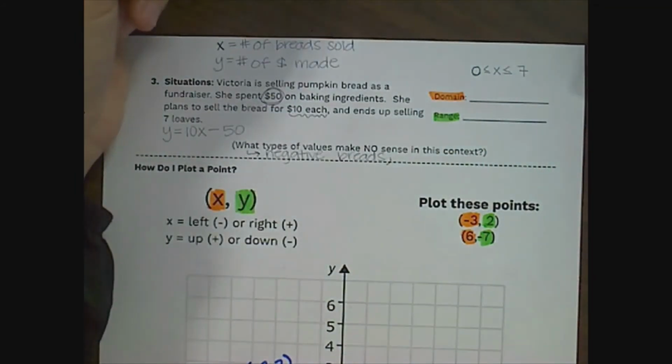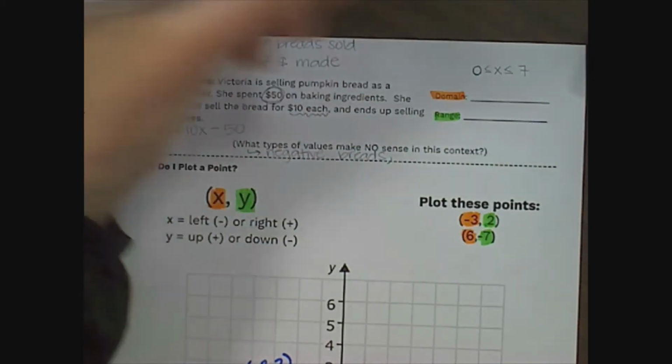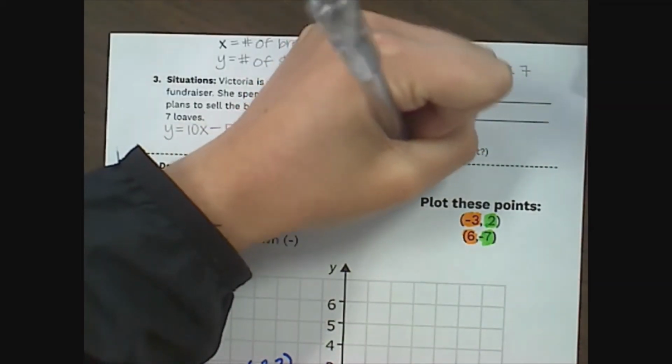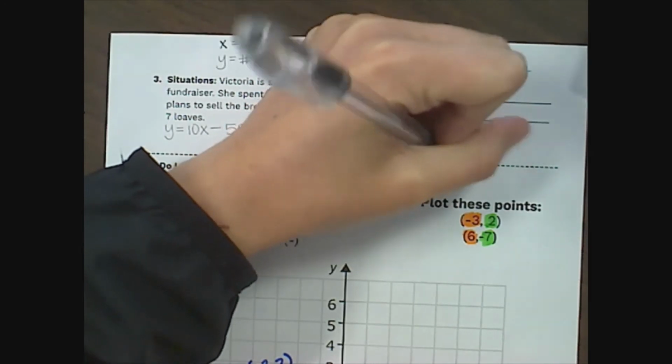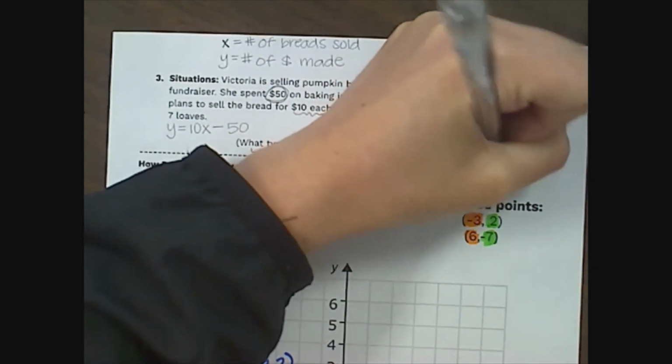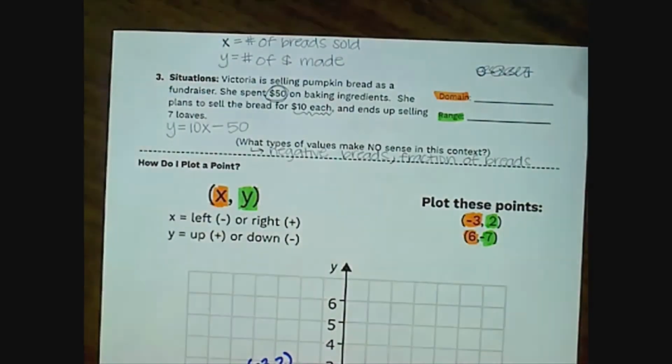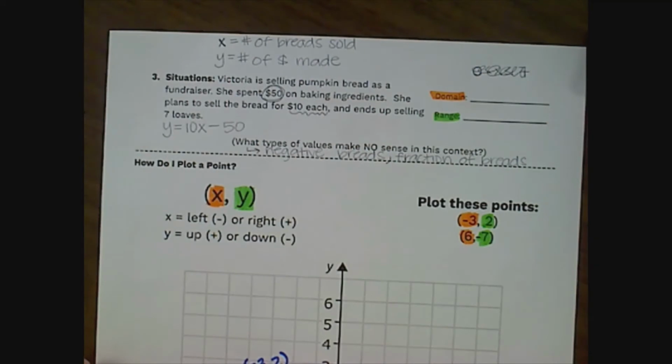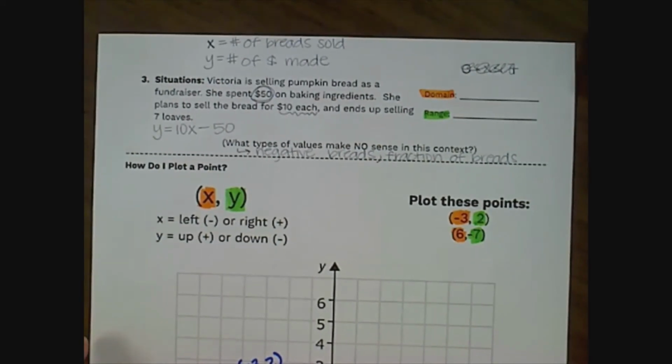Well, you can't have someone come up to you and say, hey, I'd like to buy 3/8 of this loaf of bread. So it doesn't really make sense to have fractions of bread either. So you can't have negative breads, and you also can't have fractions of breads. So this domain and range set is going to be a little bit interesting because you're not going to have inequalities. You're just going to have a list of numbers that are possible.